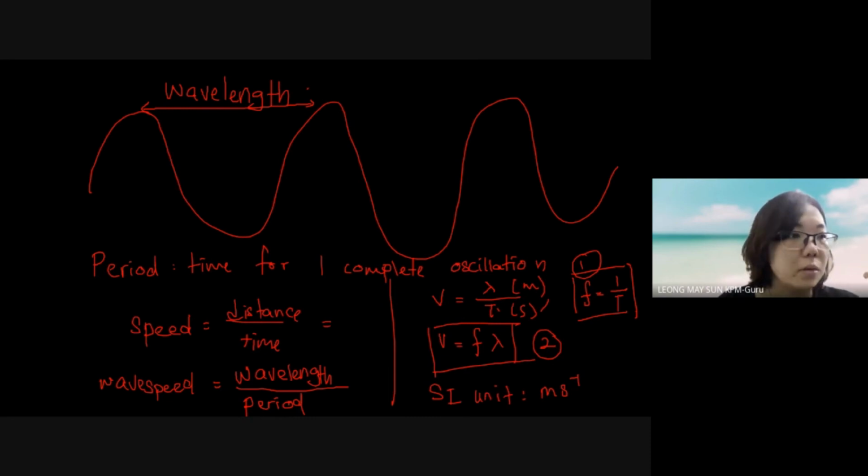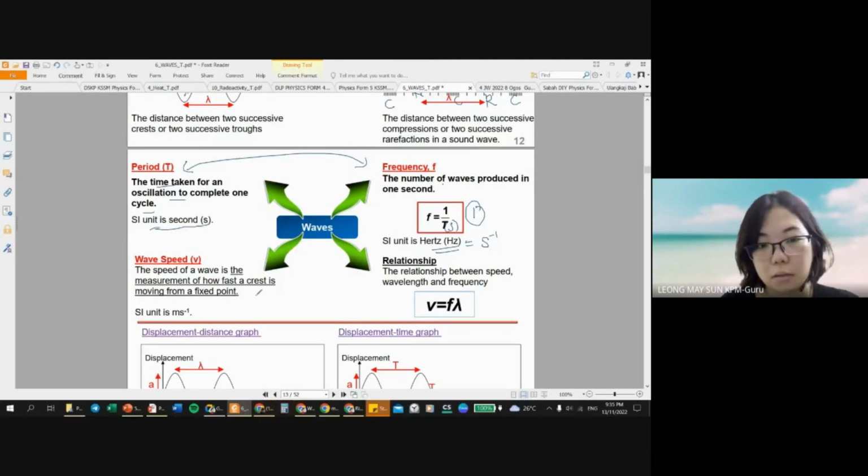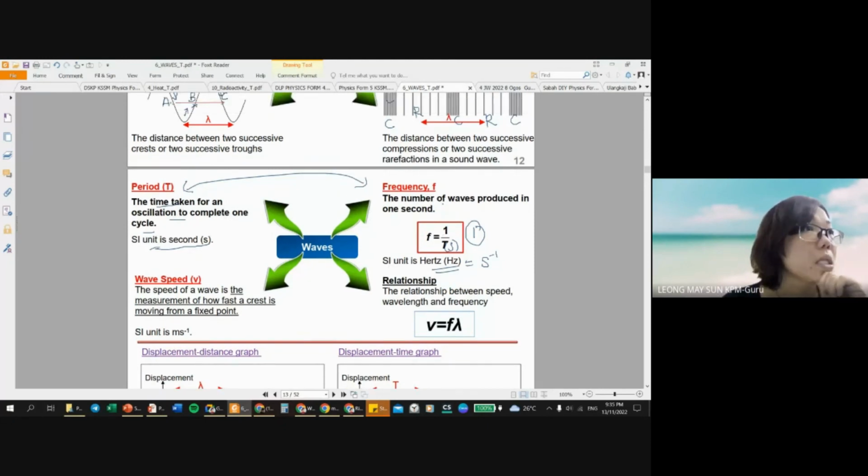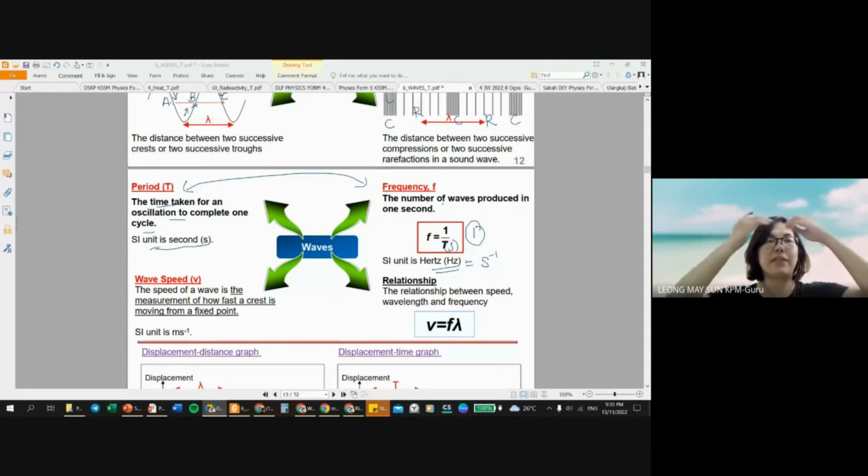Okay, I think I shall stop here. Any questions? So I have covered what a wave is, the types of wave and examples of wave, and right now I have covered the characteristics of wave. I hope Form 4 students can understand. When we go to class after the heat chapter, we will do some examples. Form 5, I hope this is a refresher course for you.